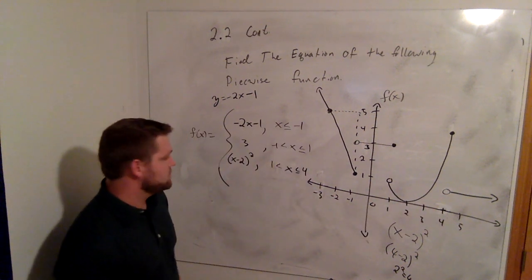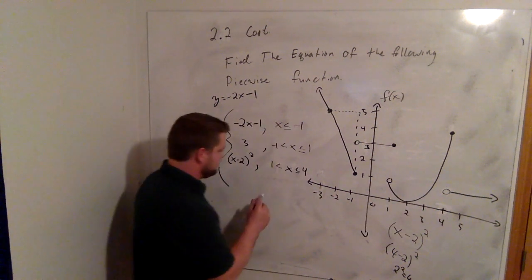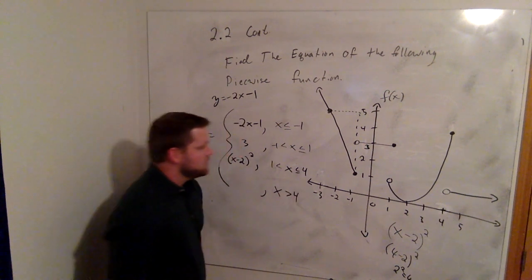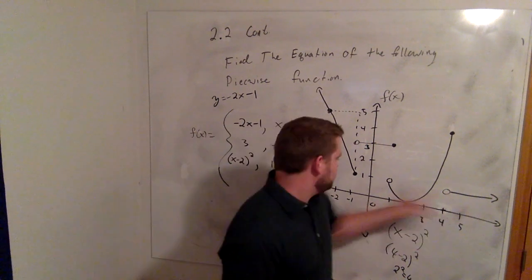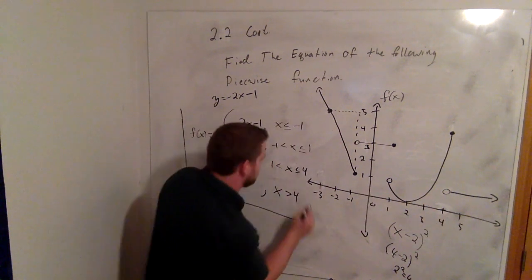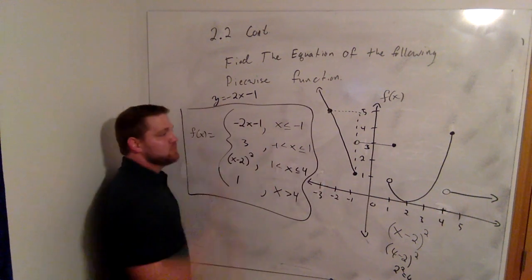Okay, for the last one, we just need to talk about when x is strictly bigger than 4. When x is strictly bigger than 4, my outputs are always 1. So we'll put a 1 here. And here is a formula for the graph of this piecewise function.